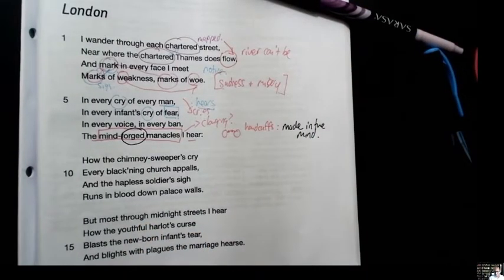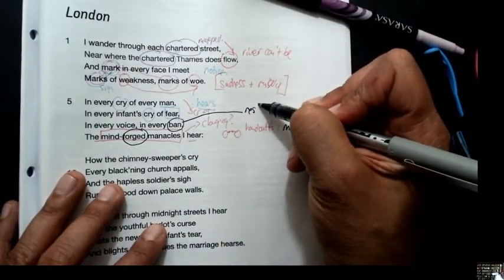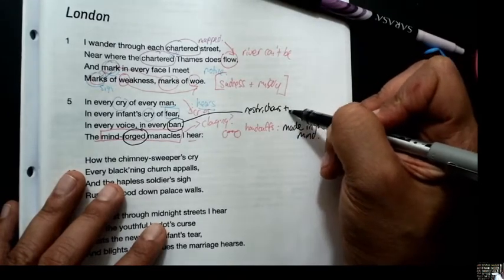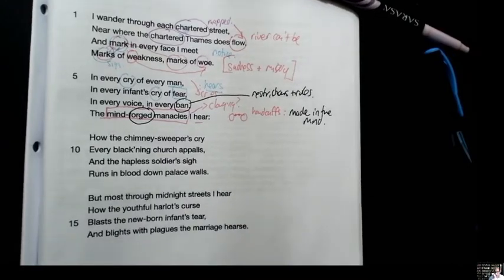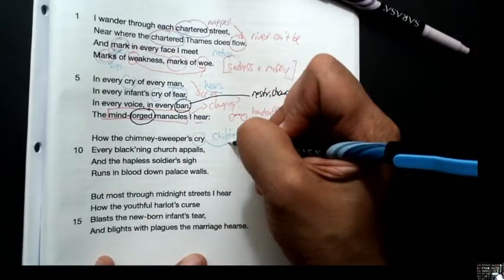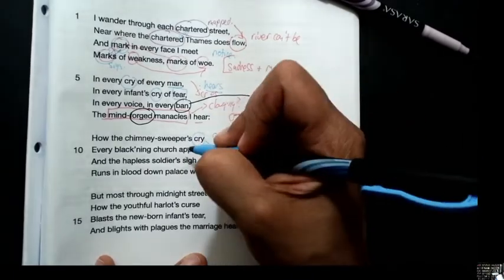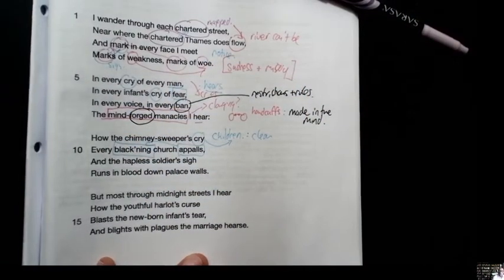We are slaves in the mind, and he hears it, because he hears everyone crying and being afraid and making bans, restrictions and rules. Again, just like in The Garden of Love, Thou Shalt Not. He just hears this internal slavery that we have. How the chimney sweepers cry, every blackening church appalls. So these children who clean chimneys, they should appall and make black those churches.